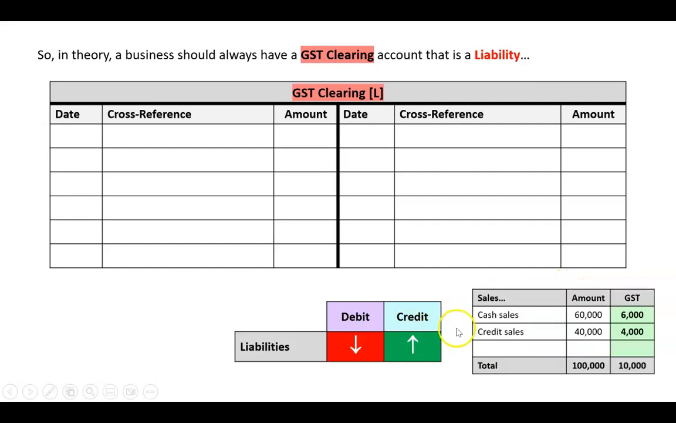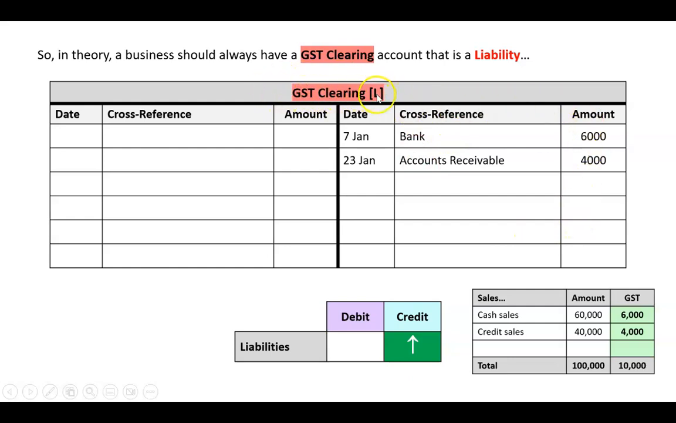When we have it go up, there will be some credits. So on this side, we've got cash sales with GST of $6,000 and credit sales with GST of $4,000. They pop up here. I've just made some dates up for these. These dates were plucked out of thin air. They don't matter in this case. So that increased our liability.